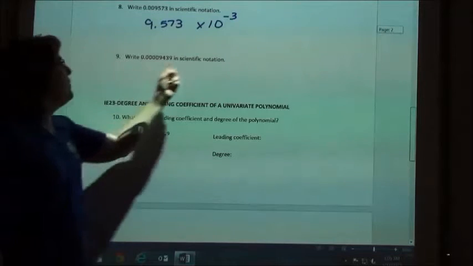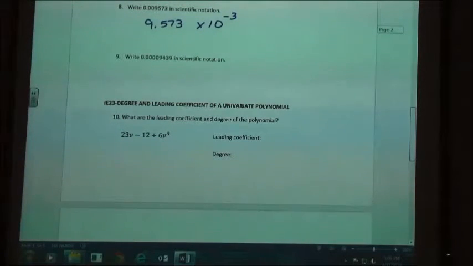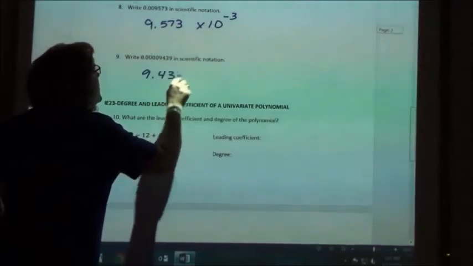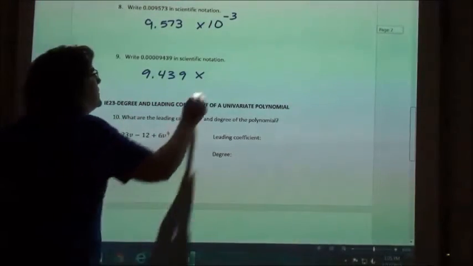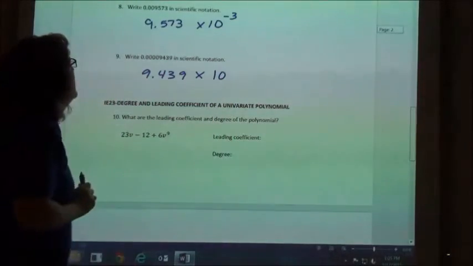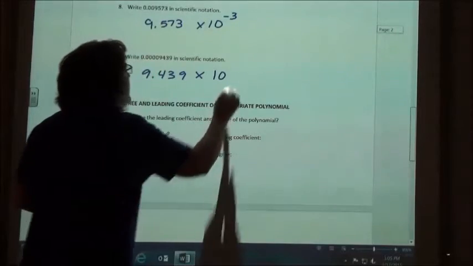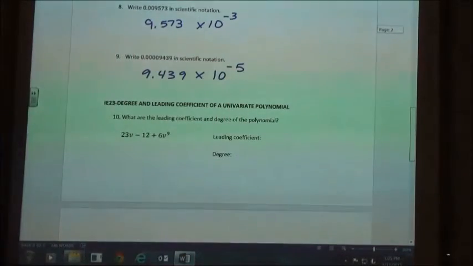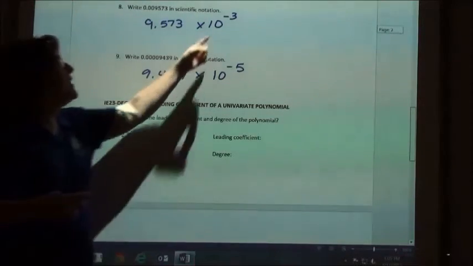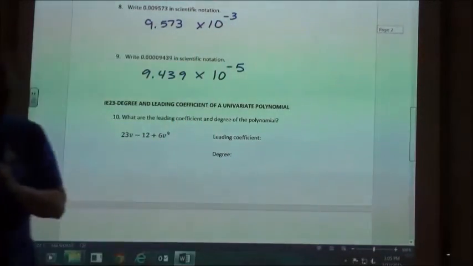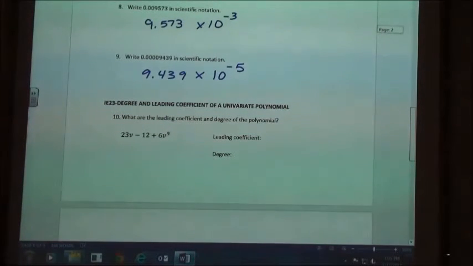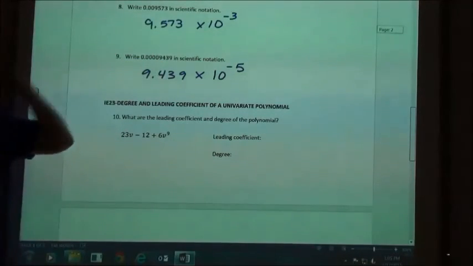So number 9, if I'm going to write that in scientific notation, what would I write? 9.439 9 times 10 to the, negative 5. Negative 5, exactly. So the most common mistake I see people make on these ones is they forget on the decimal ones to put the negative exponent. If I have a whole number, that one's going to have a positive exponent, but if I have a decimal number, that one should have a negative exponent.